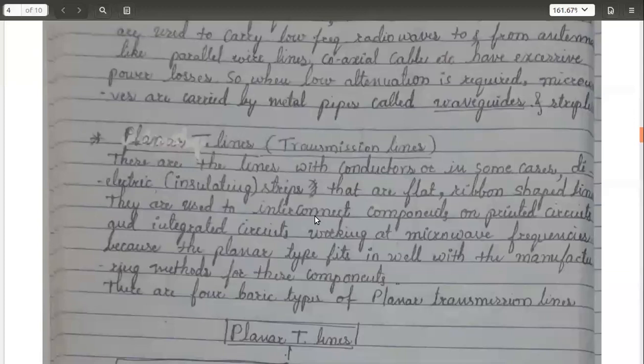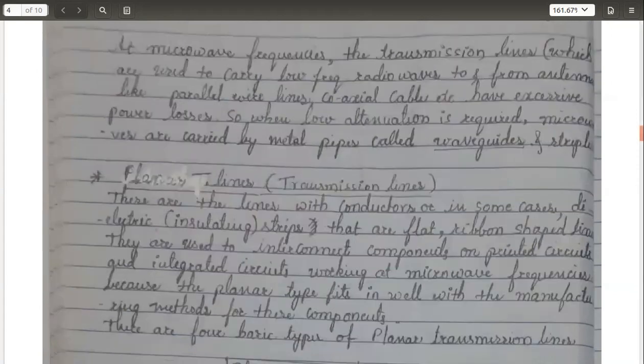These are used to interconnect the components on printed circuit boards and the integrated circuits, your chips, working at microwave frequencies. Because of the planar type, they fit in well with the manufacturing methods for these components. You have already studied 3D printing technology, right? So the manufacturing method is very flexible for this planar type of transmission line. Because of that, you use these even in your computers, that is ICs, or even in PCBs.